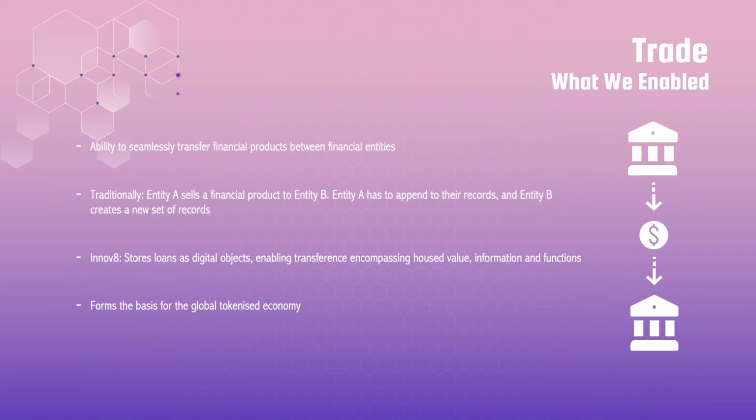The ability of the Innov8 system to store loans as digital objects rather than collections of data enables the seamless transference of the loan, encompassing all its housed value, continuously updated information, and functions. Entity A no longer has to append a record, and entity B no longer has to create a new set of records. This eliminates data redundancy across the entities and avoids errors possibly caused by migrating information. This developed functionality forms the basis for the global tokenized economy, in which players can syndicate and fractionalize assets.